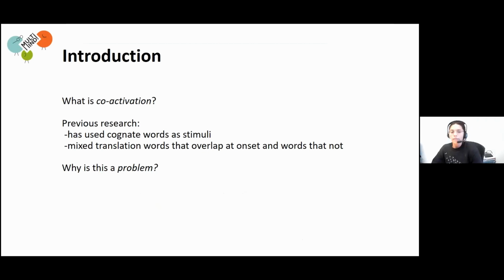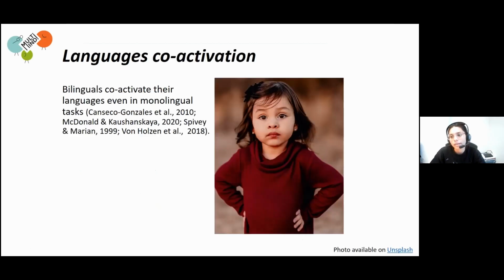So what does co-activation mean? Well, this phenomenon, this process, really means that a bilingual or trilingual activates all the knowledge that they have in the languages, and it's not required for them to be actively using one of them in order to access this other information that they already know.